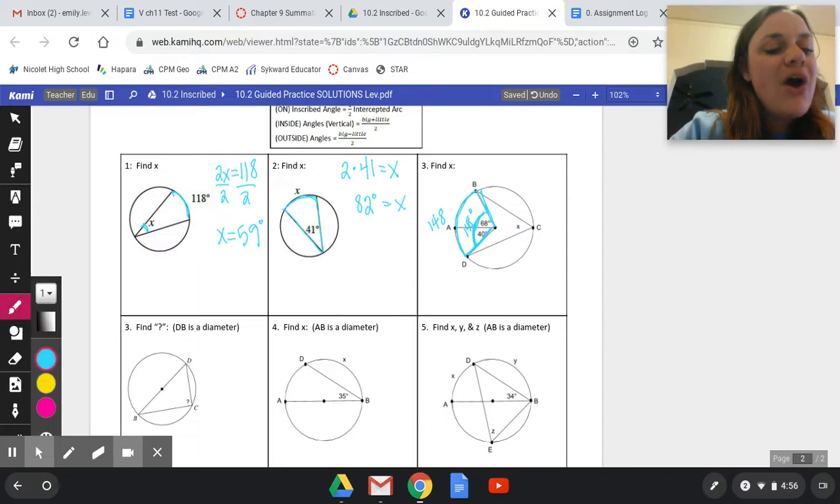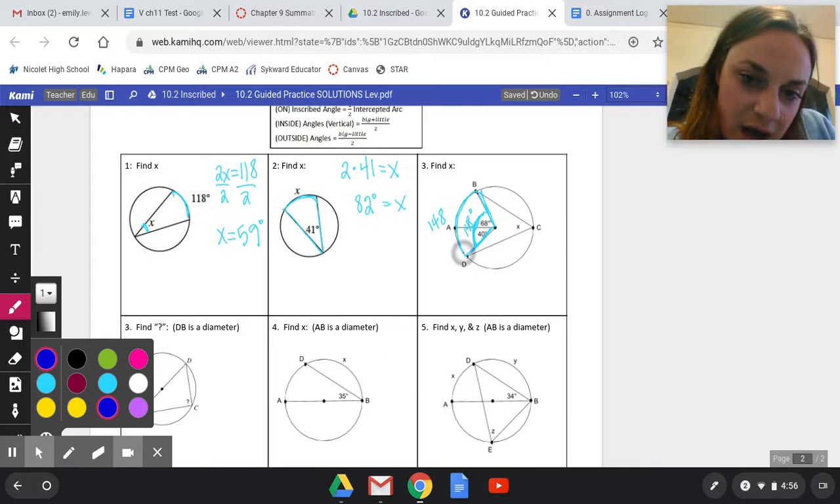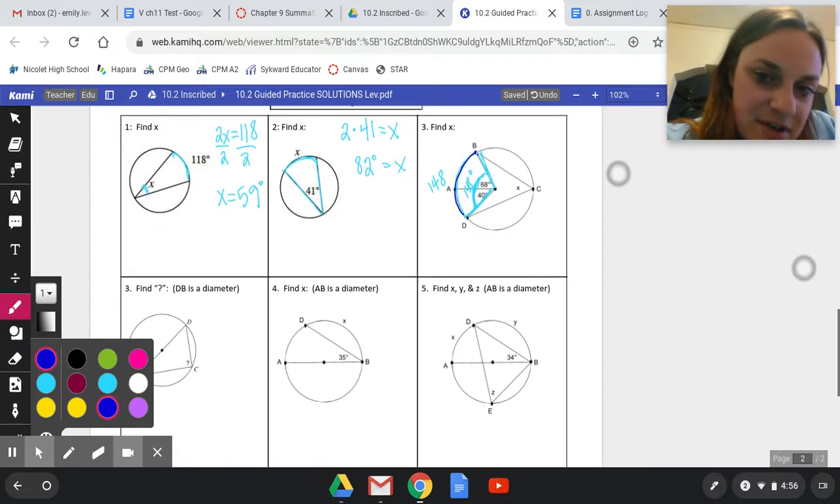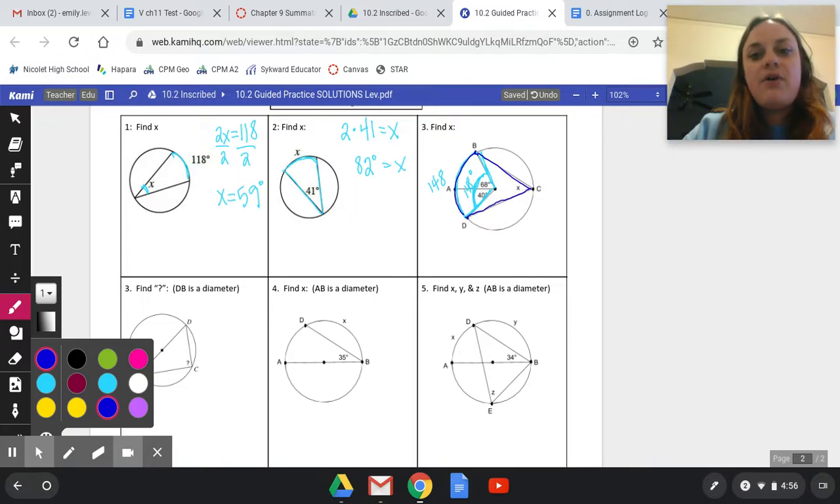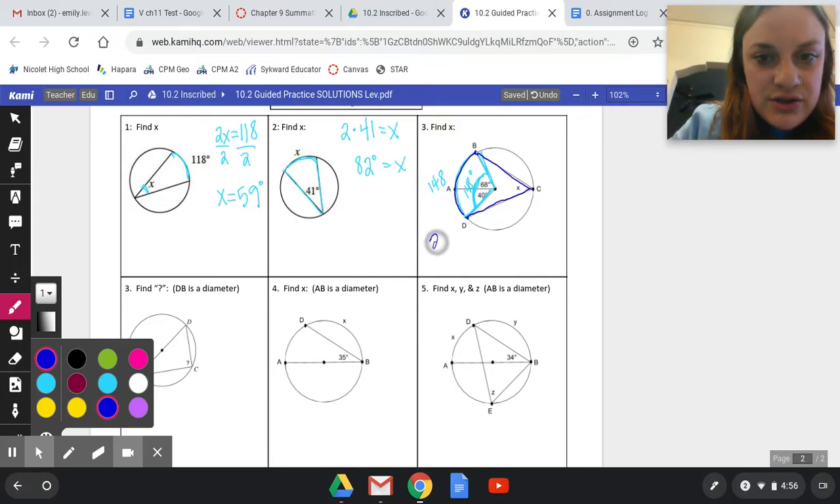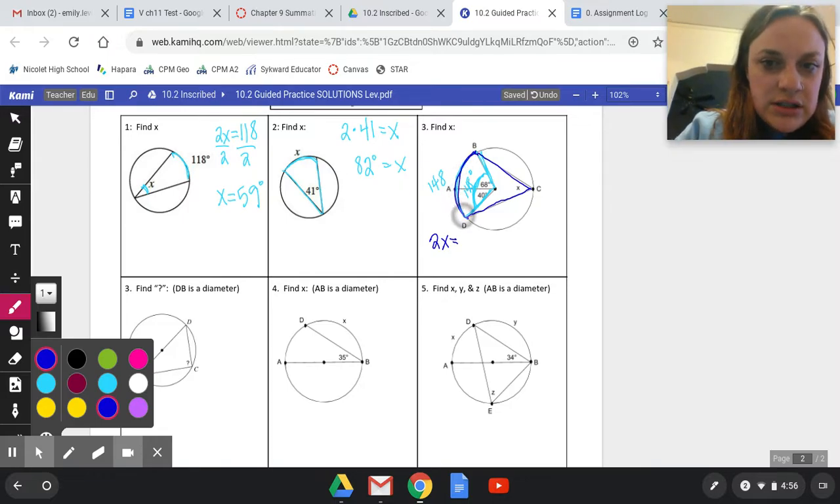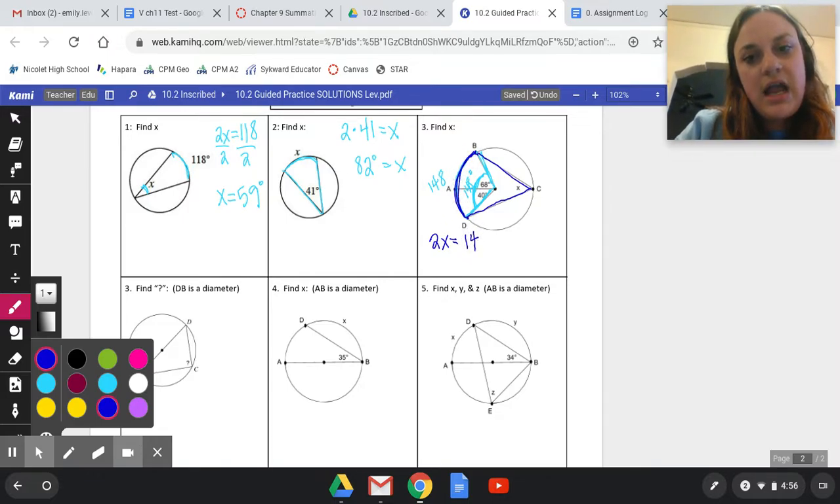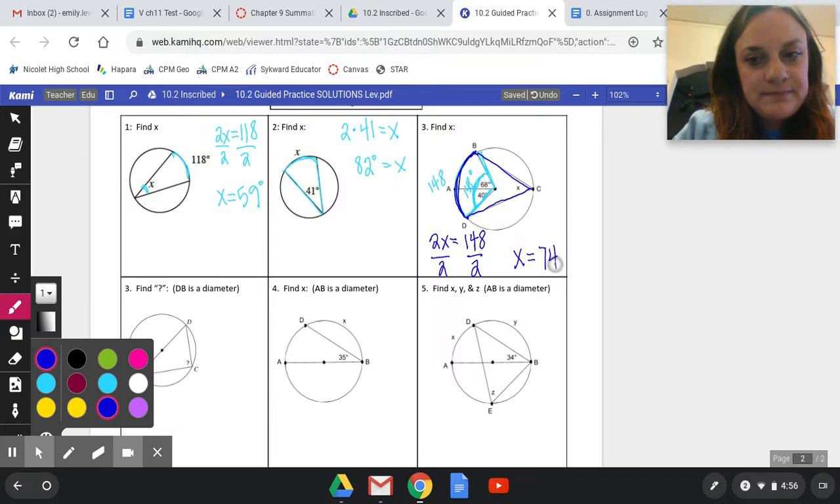Now it just so happens that that intercepted arc, 148, is the same intercepted arc for this angle X that I am looking for. So I'm going to say 2 times the inscribed angle. My inscribed angle is X. 2X is equal to 148, which is the intercepted arc. So 148 divided by 2, because I divide both sides by 2. 148 divided by 2 is 74 degrees.